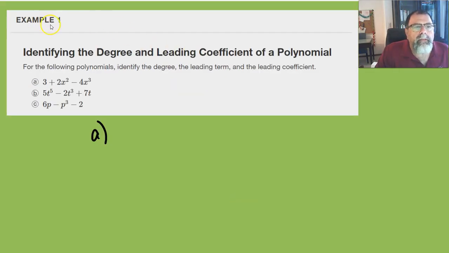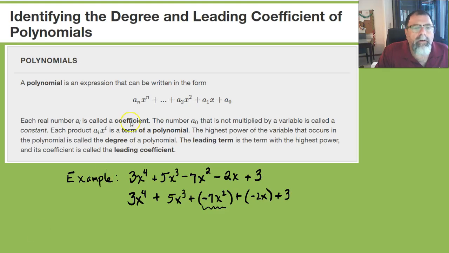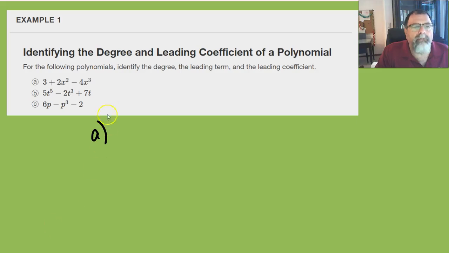All right, let's look at example 1. Identify the degree and leading coefficient of a polynomial. For the following polynomials, identify the degree, the leading term, and the leading coefficient. So recall from the definition we just went over, the highest power of the variable that occurs in the polynomial is called the degree of the polynomial. So we're going to do that first.